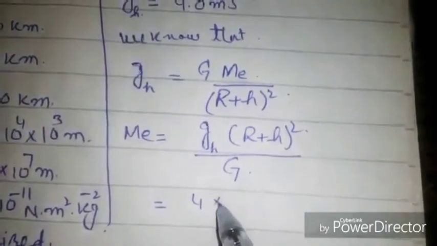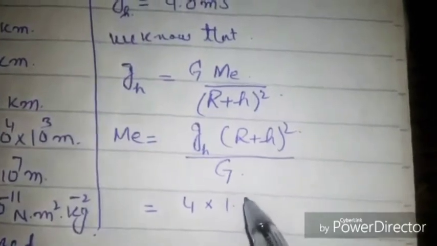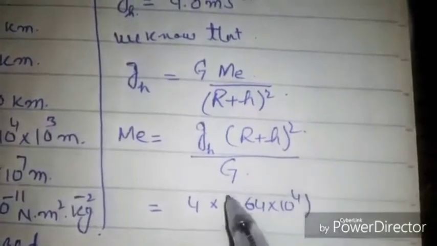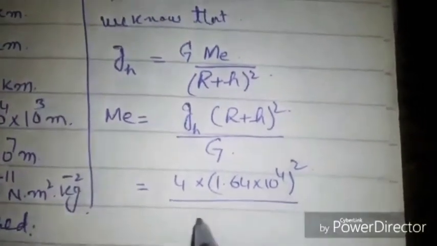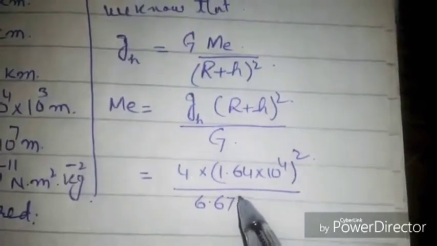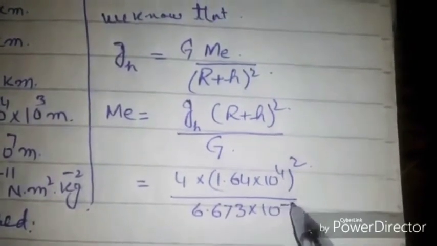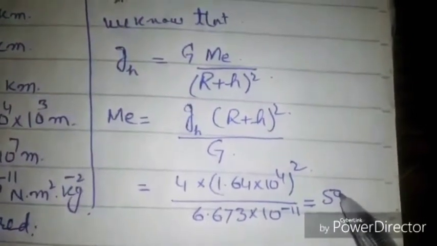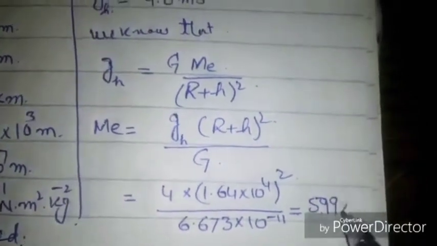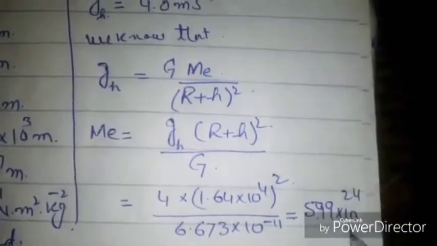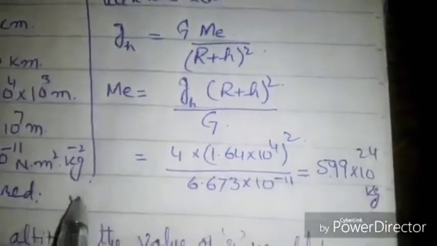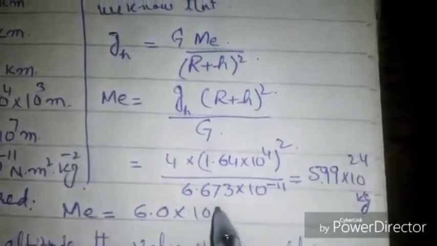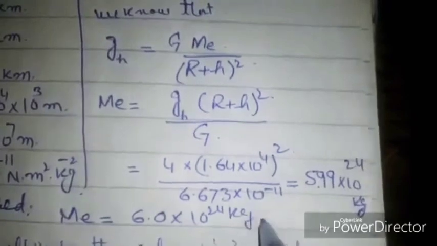4 into 1.64 into 10 raised power 7 square over 6.673 into 10 raised power minus 11. On simplification, we got 5.99 into 10 raised power 24 kilogram. So mass of Earth is equal to 6.0 into 10 raised power 24 kilogram.